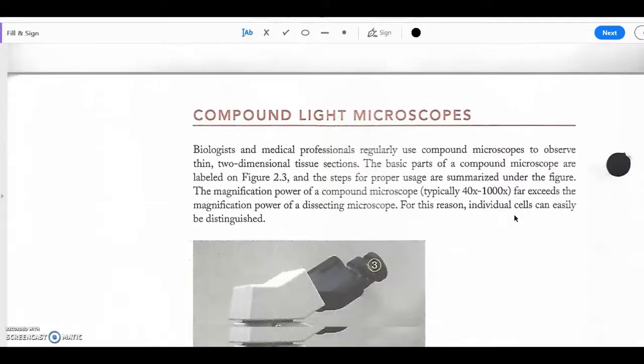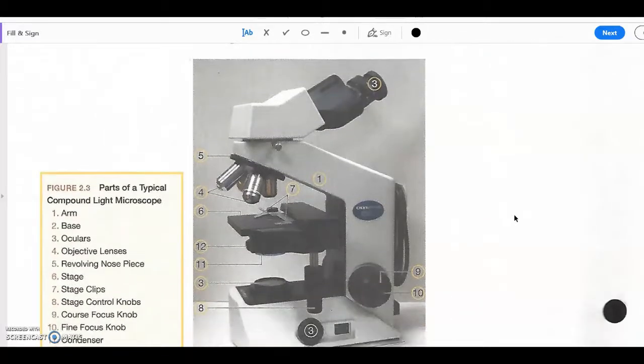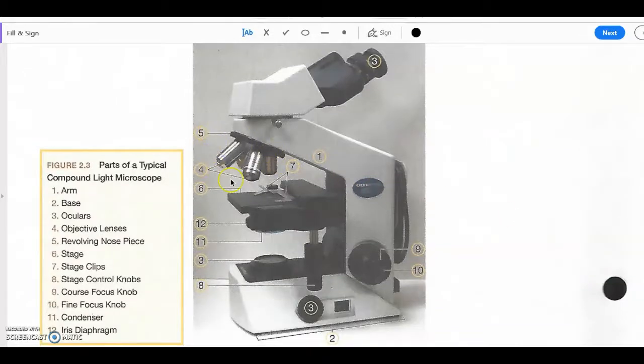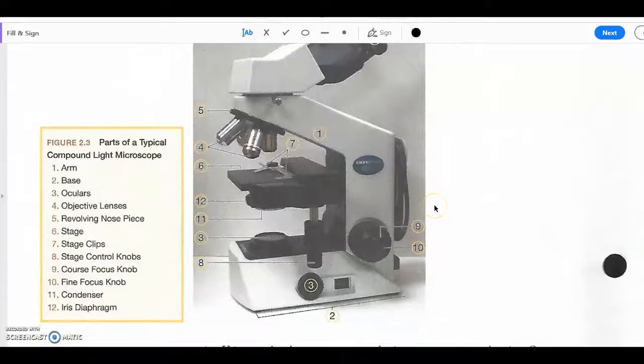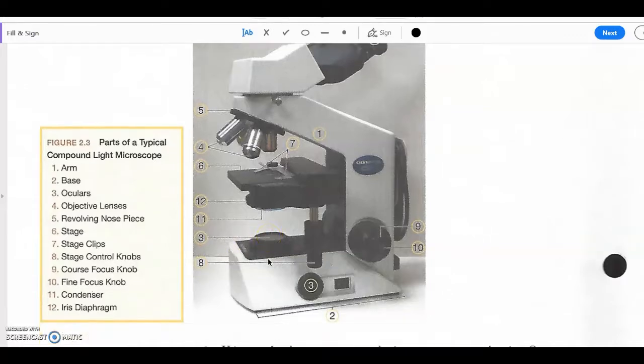Now, here is the compound light microscope. So why light microscope? Because it uses light, not electron beam, not anything else, light. Compound because it has multiple objective lenses. So you position the slide here and you look through the slide, not on the surface, but through the slide, because light shines from here. So I don't know why this is labeled 3. It's not oculars, obviously, it's a light source, light bulb, but it's okay.